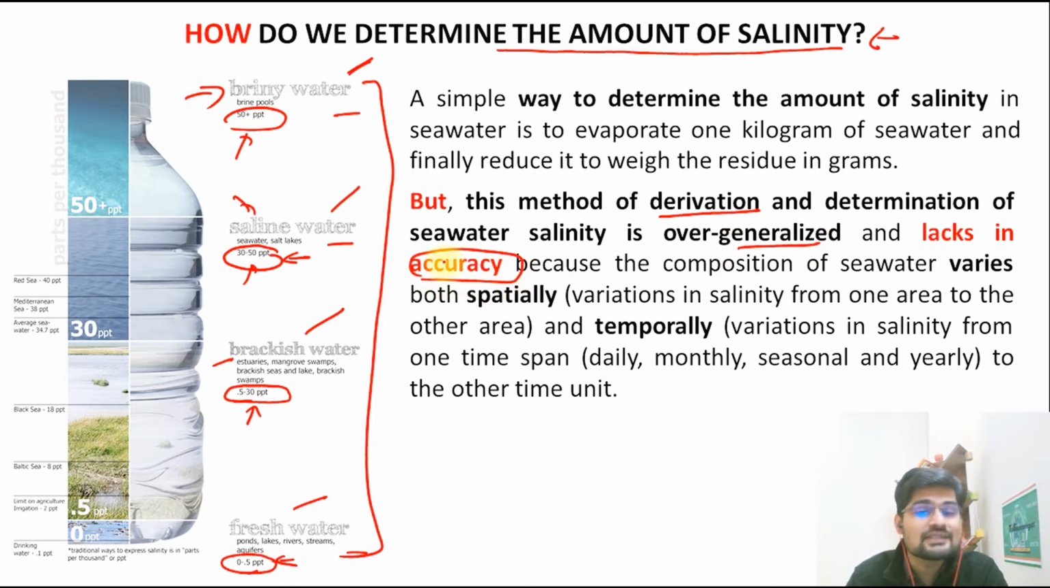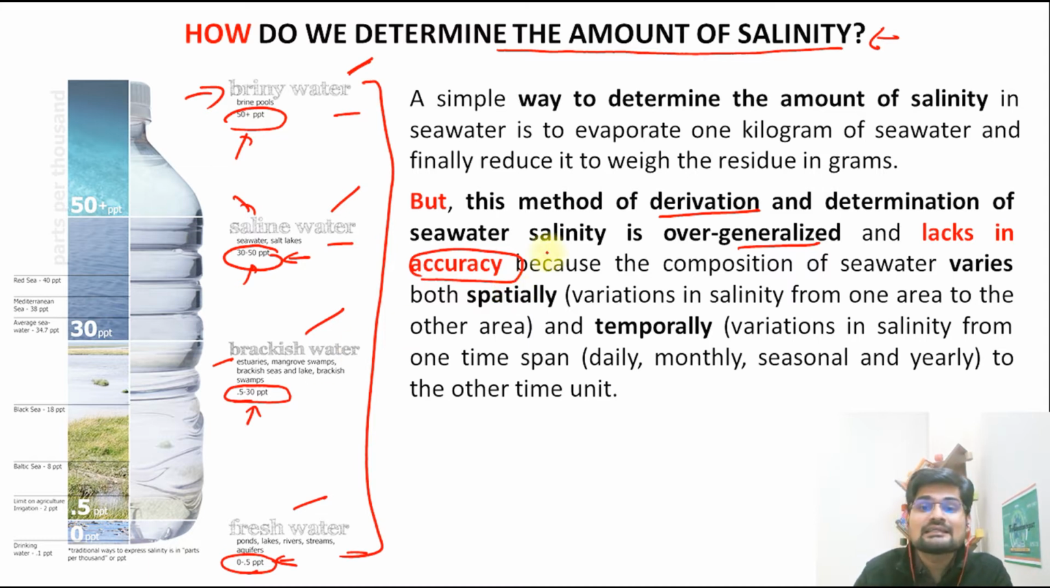And why is this accuracy not there? Because we already know that it is just parts per thousand, so it should be accurate. But no, this is not accurate, because there is a variation. It depends on which water you are talking about. Everywhere on the earth, the same amount of salinity does not exist. So if you take 1 kilogram of water in one area of the world, suppose in the Atlantic, and if you take the same 1 kg of water from the Pacific, it will have different salinity.